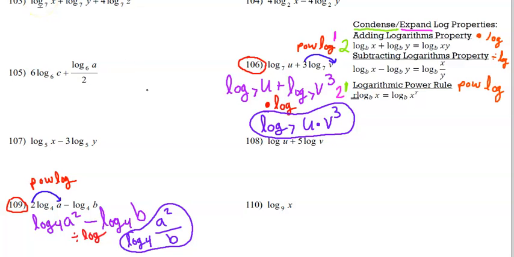Go ahead and try more of these from this section. Identify which properties you use, show the appropriate steps, and then check your work in the back with the key, and then move on to the next section.